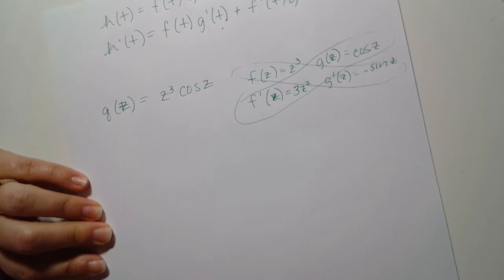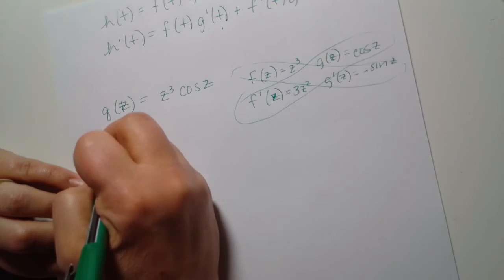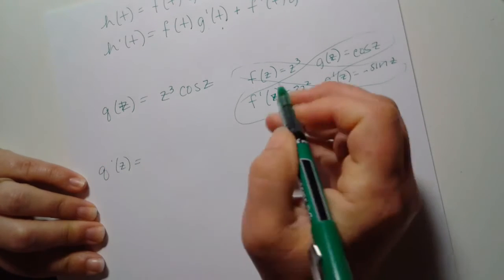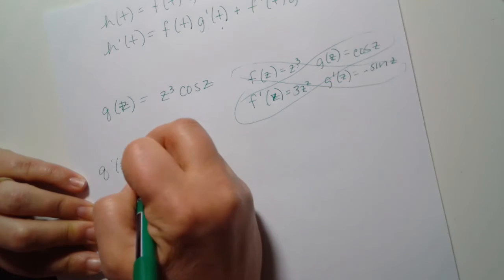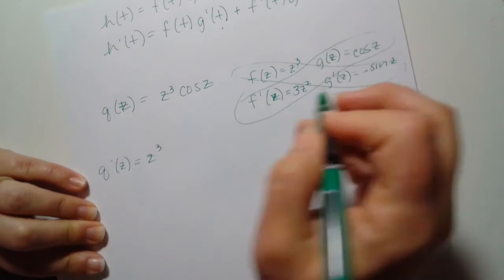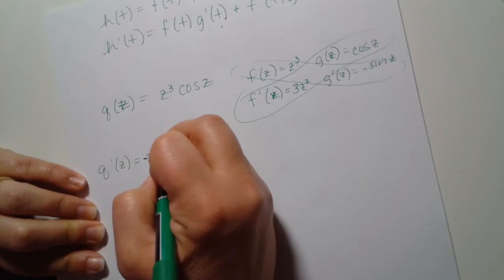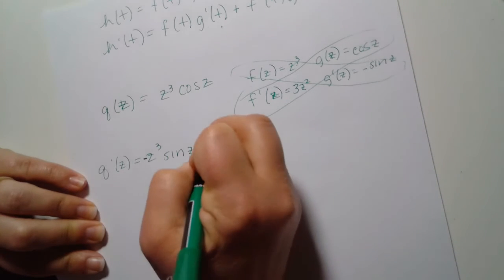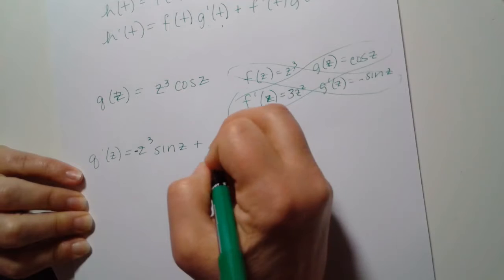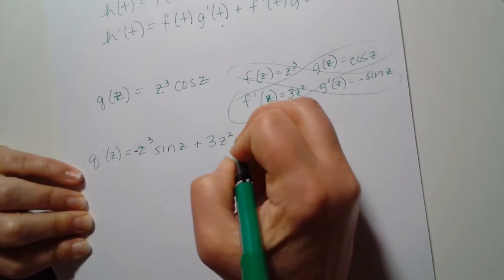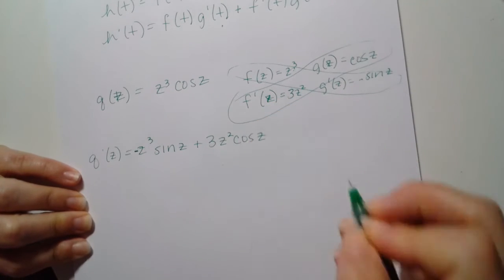So that would mean that q prime of z would be, if I write this one first, z cubed, and then minus sine of z, so I'm going to put the minus in the front here, and then sine of z, and then I have plus, then the opposite is 3z squared times cosine of z. Okay?